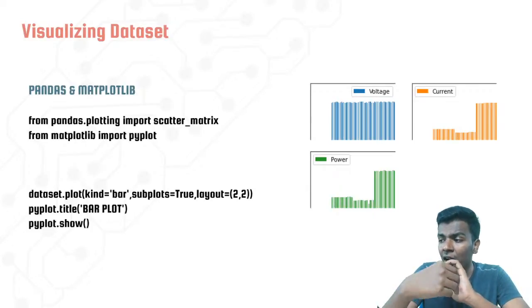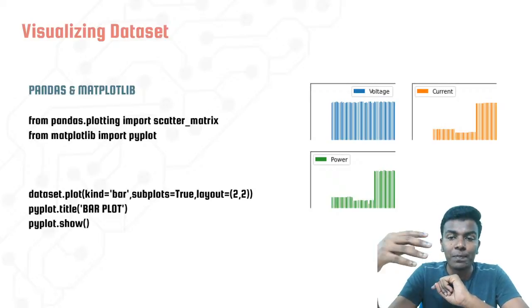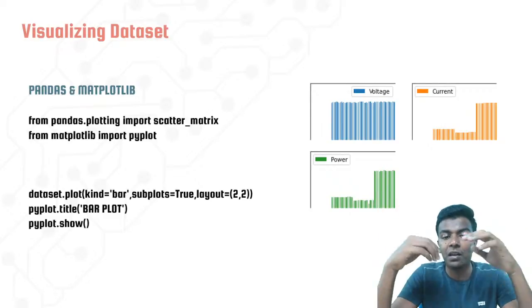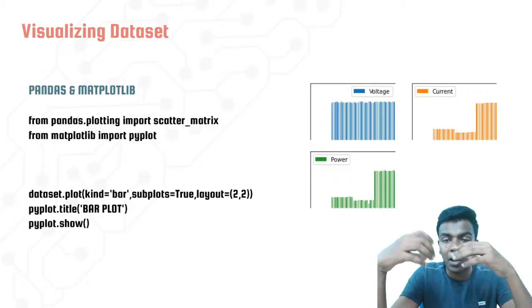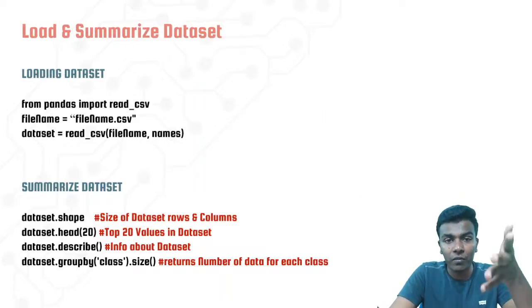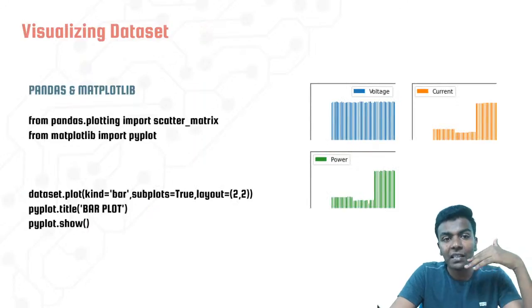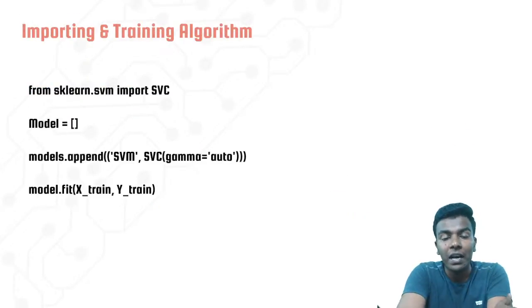Okay, and then what we are going to do is pyplot.title of bar plot. We are going to put the title for the plot, and then display the complete graph in the output window. So from this syntax we visualize the dataset. Before this we loaded, summarized and then visualized the dataset, and now we are going to start importing and training the algorithm.